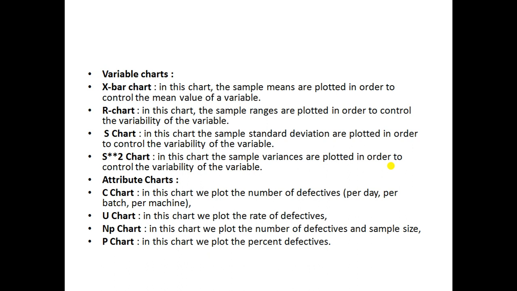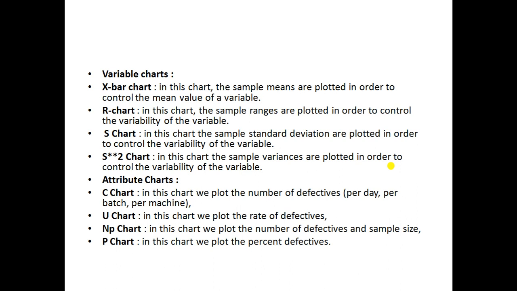Then it is the R bar chart. It talks about the range. In this chart, the sample ranges are plotted in order to control the variability of the variables. Then the S chart: in this chart the sample standard deviations are plotted in order to control the variability of the variables. But in our discussion of variable charts, we will restrict ourselves to these two charts, the X bar chart and the R chart.